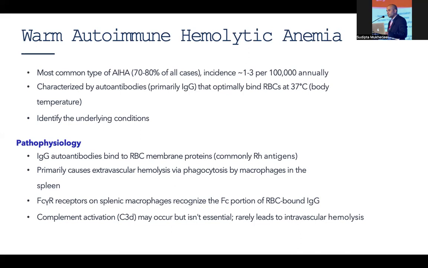If you look at the pathophysiology, IgG autoantibodies bind with RBC membrane proteins, most commonly the Rh antigens, and it leads to primarily extravascular hemolysis by phagocytosis by the macrophages of the spleen. FCγ receptors on splenic macrophages recognize the Fc portion of the RBC-bound IgG. There may be complement activation, but it is not essential and rarely leads to intravascular hemolysis.